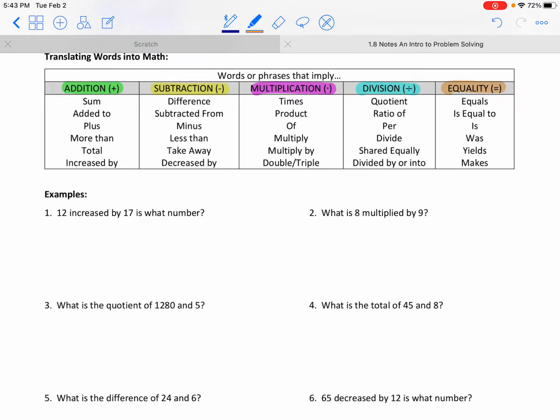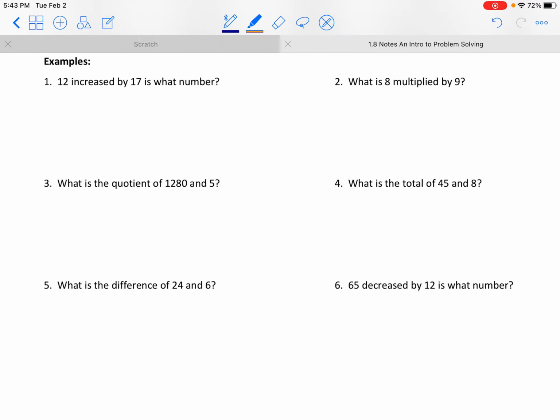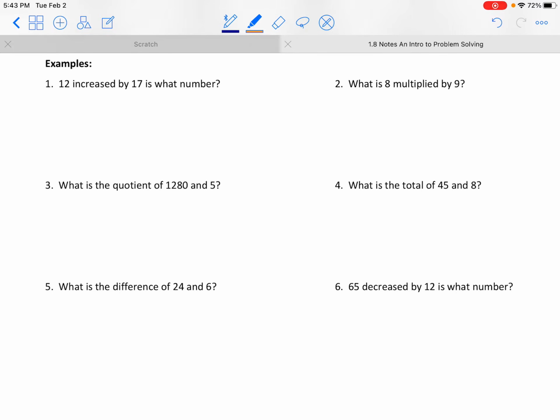I have started here with a few short form problems. This is where our word problems are already in short form, so that we can go just to translating and practice that. And then as we progress, we're going to get to a longer problem, try to write it in short form ourselves, and then try to solve. If we look at this first example, short form, it says 12 increased by 17 is what number?